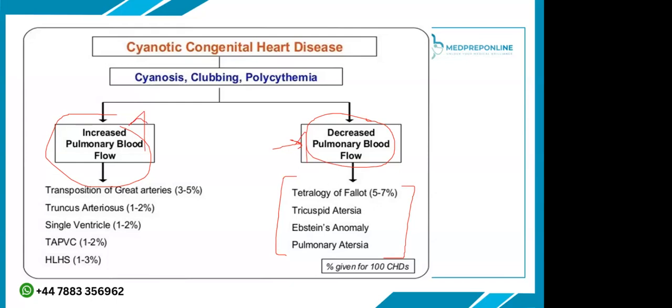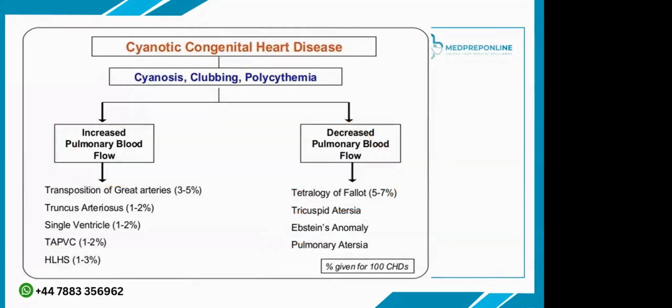So the diseases are TOF, tricuspid atresia, Epstein anomaly, and pulmonary atresia. They are going to present with decreased pulmonary blood flow, which means the chest X-ray will be oligemic. There will be decreased pulmonary vasculature. And TGA, truncus arteriosus, TAPVR, total anomalous pulmonary venous return, and HLHS, hypoplastic left heart syndrome, are the diseases which are going to present with increased pulmonary blood flow.